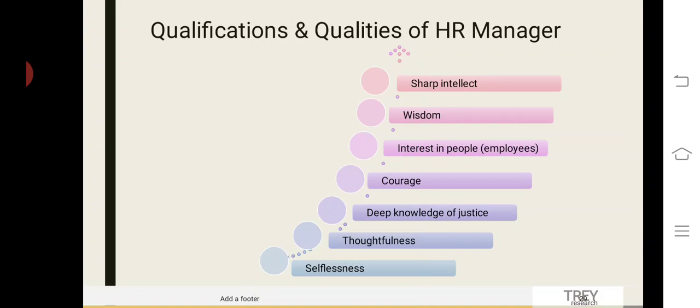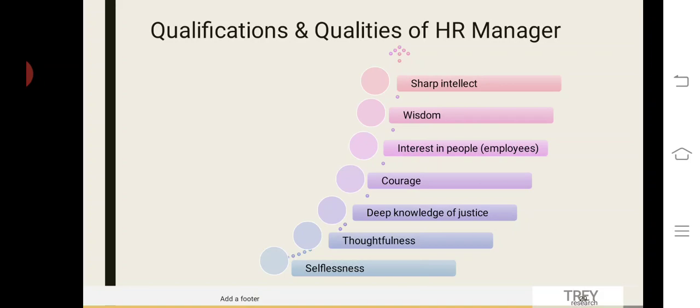So for that, certain qualities are very much required in the person who is becoming an HR manager. And the first and foremost quality that we expect from the person is selflessness. The person should be able to think from the other person's point of view. Now see, I tell you, if the person is able to think in this direction, 99% of the problems will get solved automatically.